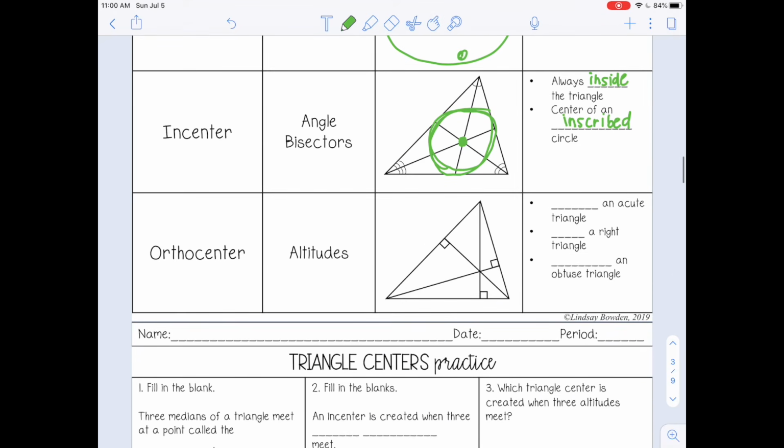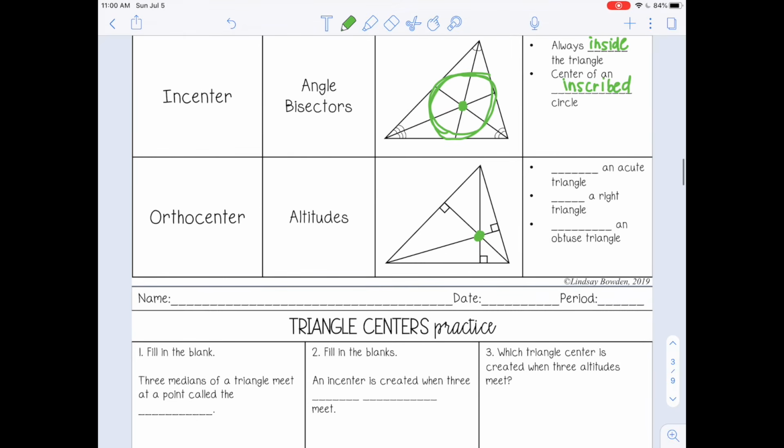All right, and then the last one is called an orthocenter, and that is where three altitudes meet. And just like the circumcenter, it depends on the type of triangle. If you have an acute triangle like the one shown, it's going to be inside of the triangle. If you have a right triangle, it's going to be on the triangle, so somewhere on the segment. And then if you have an obtuse triangle, it will be outside.